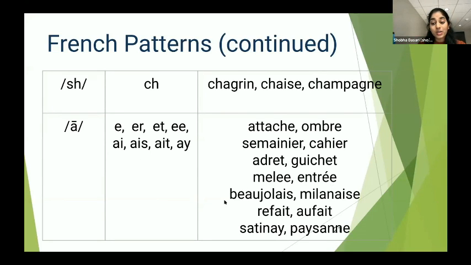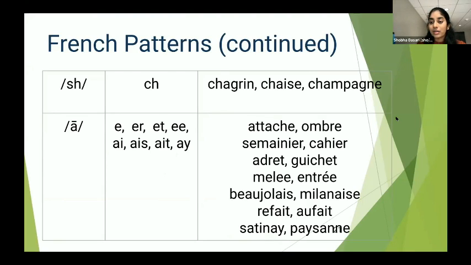You can have an AI, so like AI or AIS. So Beaujolais, that A sound is spelled with an AIS. In Milanese, it's spelled with an AI. And so those are also ways you can see it spelled. There's also AIT. So refait, au fait, parfait is another common example. And then you can also have it spelled AY. So satané, paysan.